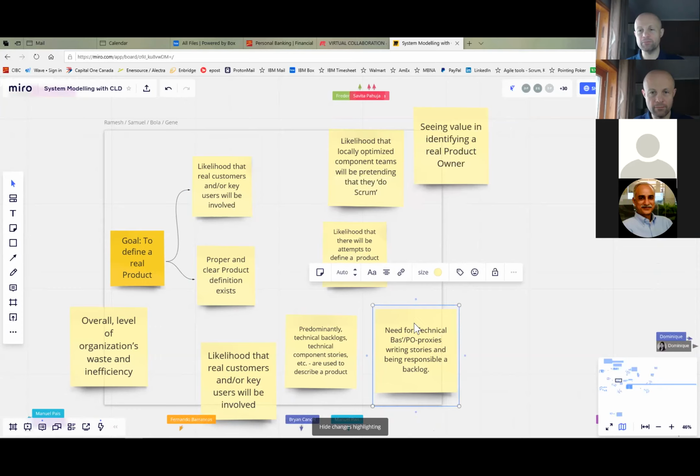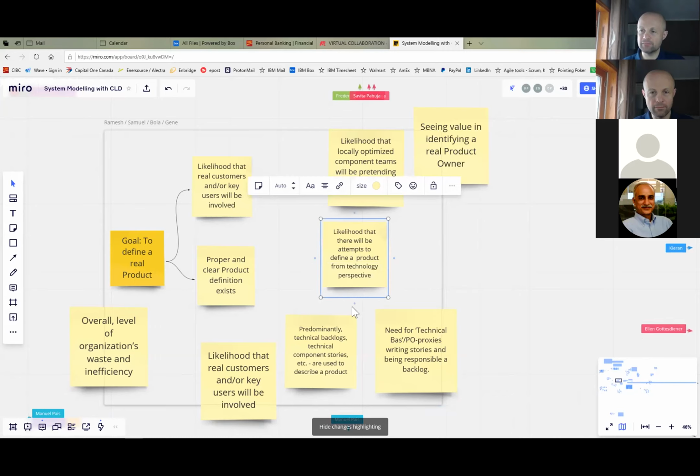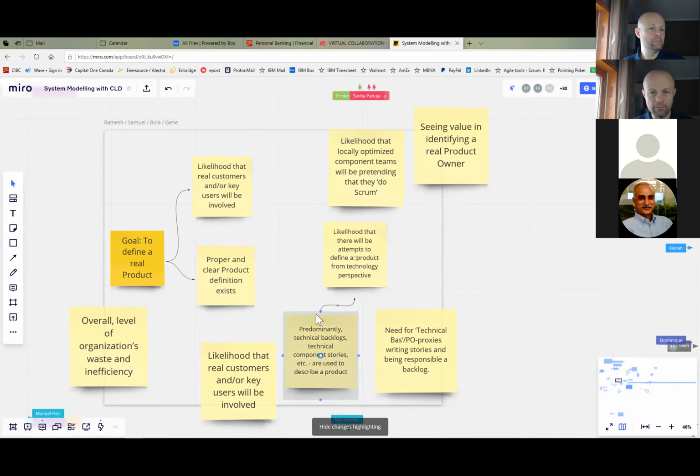I'm glad you're saying it out loud. Hopefully Samuel and Bola can give their thinking on this as well. It's a system model. You design it together. Yes, I think we need to link the real customer and the key user involved for this. And oh, sorry, I was at the wrong spot. Go ahead, Samuel.